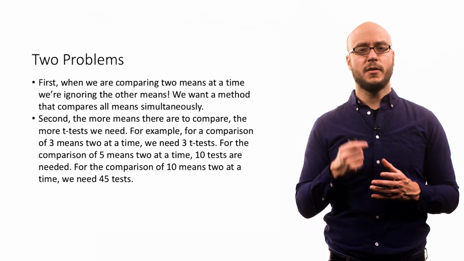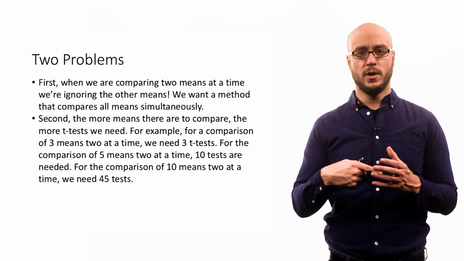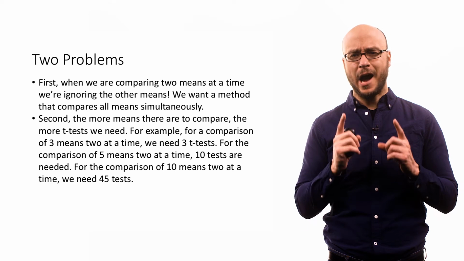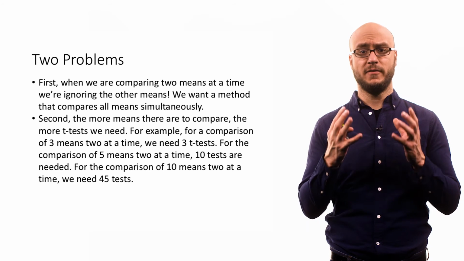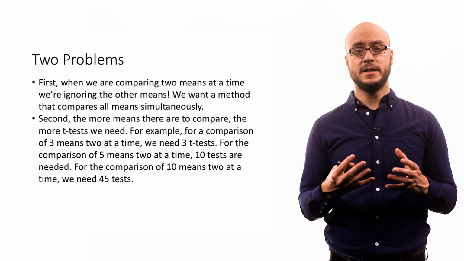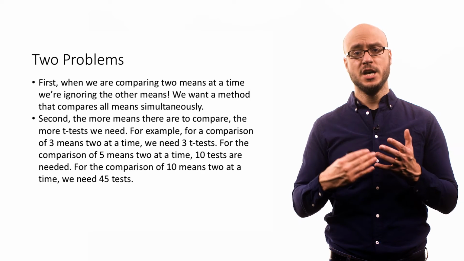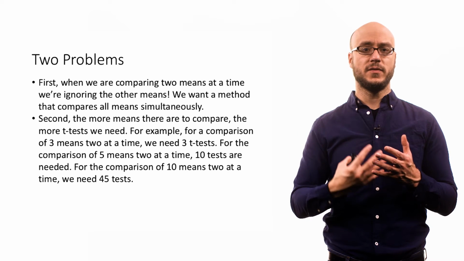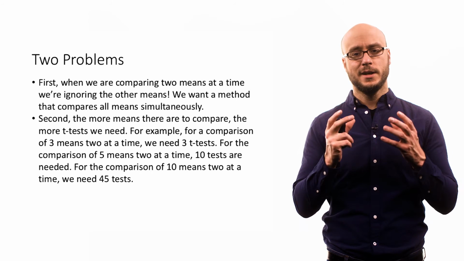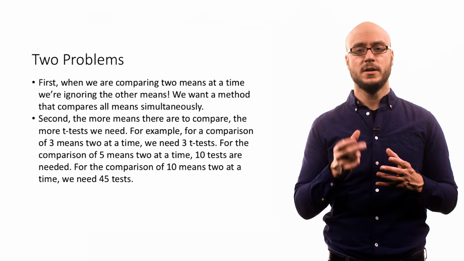So when we compare 3 means 2 at a time, meaning we compare group 1 with group 2, group 1 with group 3, group 2 with group 3, you need 3 t-tests. However, if you have 5 groups, so you would have 5 means that you want to compare 2 at a time, you'd need 10 t-tests. And then for a comparison of 10 means 2 at a time, you'd have 45 t-tests. So you can see that the number of tests you actually have to conduct inflates with the number of groups. So there's really this problem with using t-tests to compare group means.